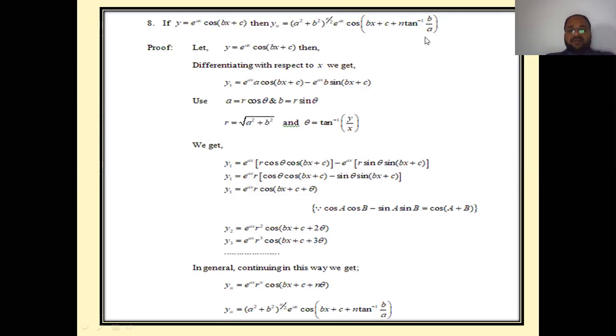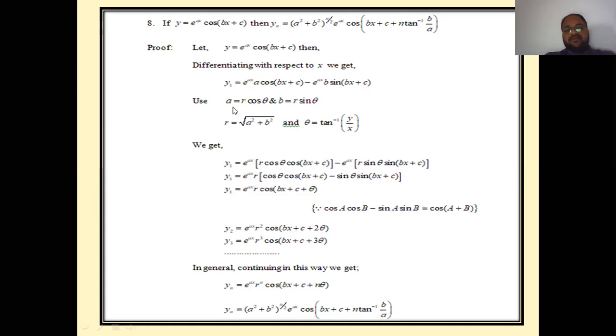So by using the previous result, we just overlook this result. Now look at this: y is equal to exponential with trigonometric. By the process of differentiation, we have to apply y1 is the first derivative. Here we have to use the product rule: e raised to power ax cos of bx plus c into derivative of this term is a. Now e raised to power ax, derivative of this cosine is minus sine, so we get minus sine of bx plus c into derivative of this bx plus c is b. So we get this product rule for this exponential with trigonometric of cosine.